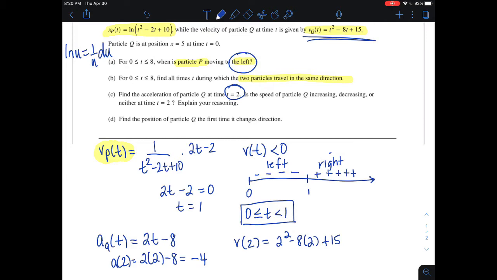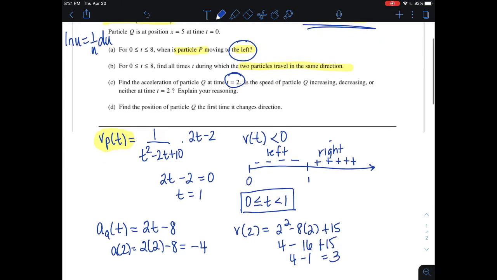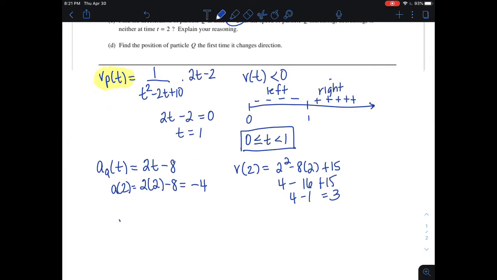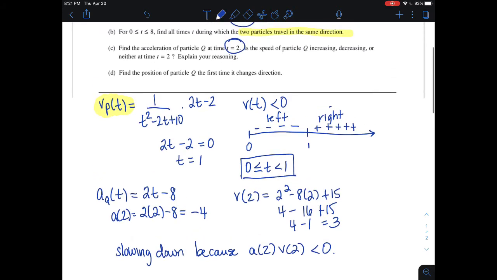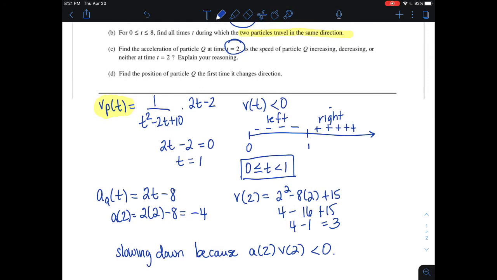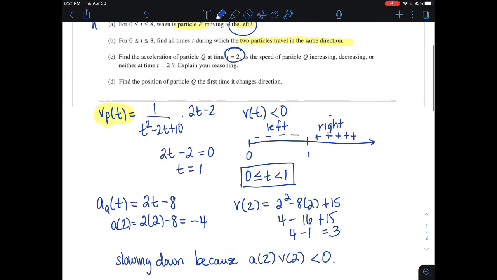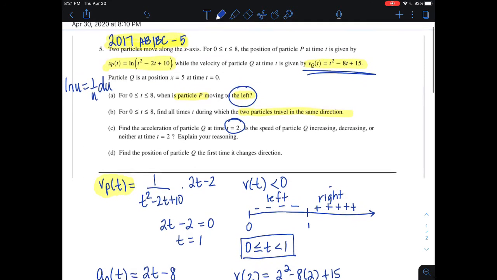When I look at velocity at 2, it's 2 squared minus 8 times 2 plus 15. So what is it? 4 minus 16 plus 15, so that comes out to be 3, which is positive. So you would say that the object is slowing down, okay? I know this because acceleration at 2 times velocity at 2 comes out to be a negative number, or you could say because they have opposite signs. I just wanted to point that out because that's a common mistake that sometimes people make.